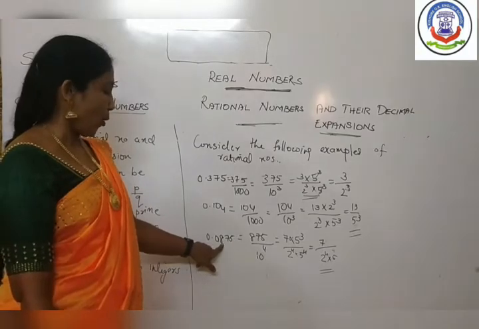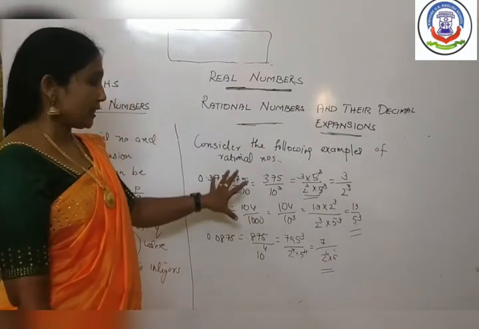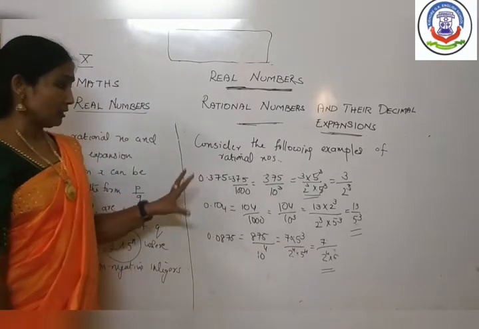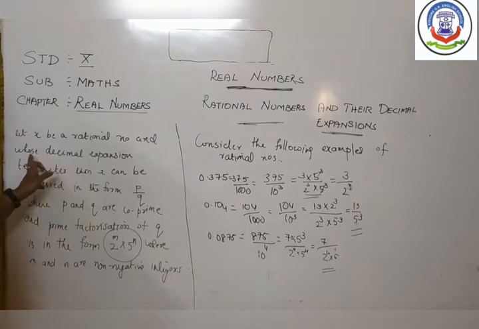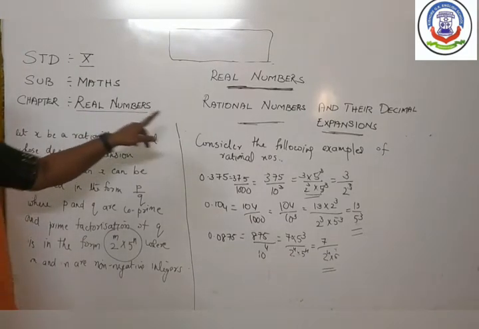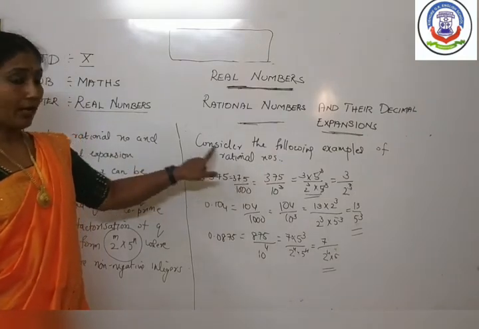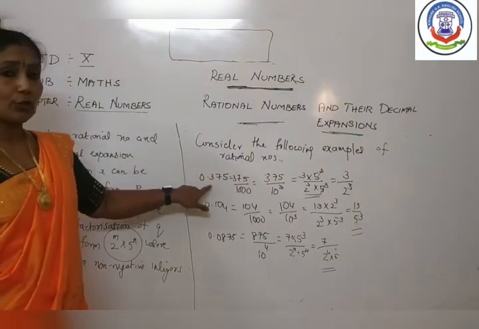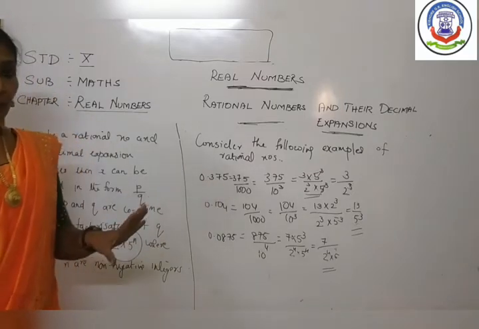0.104 and 0.0875. From this, we can consider a theorem. Here we can conclude a theorem this way. Let x be a rational number whose decimal expansion terminates. That means here 375 upon 1000 is a rational number. Its decimal expansion was what? 0.375 and is terminating. Terminating means stopping.